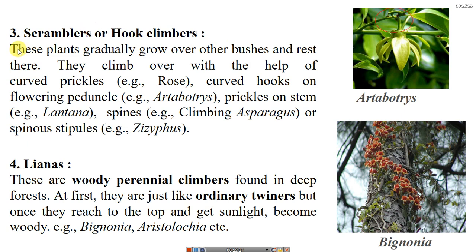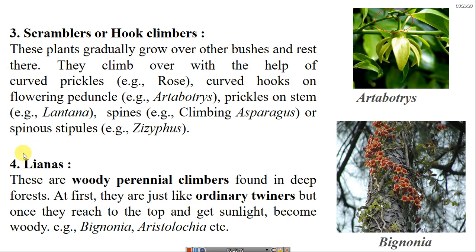So what happens in case of scramblers or hook climbers? These plants gradually grow over other plants, and they hook onto the plant with the help of curved prickles, like in roses, or a curved hook on the flowering peduncle. See, this is the young flower and you have a hook-like structure on the peduncle of the plant. This is Artabotrys. You can find prickles on the stem of Lantana, small prickles all over the stem. In climbing asparagus we see spines, and in Ziziphus we see spinous stipules. So spinous structures or prickles help them to climb in scramblers or hook climbers.